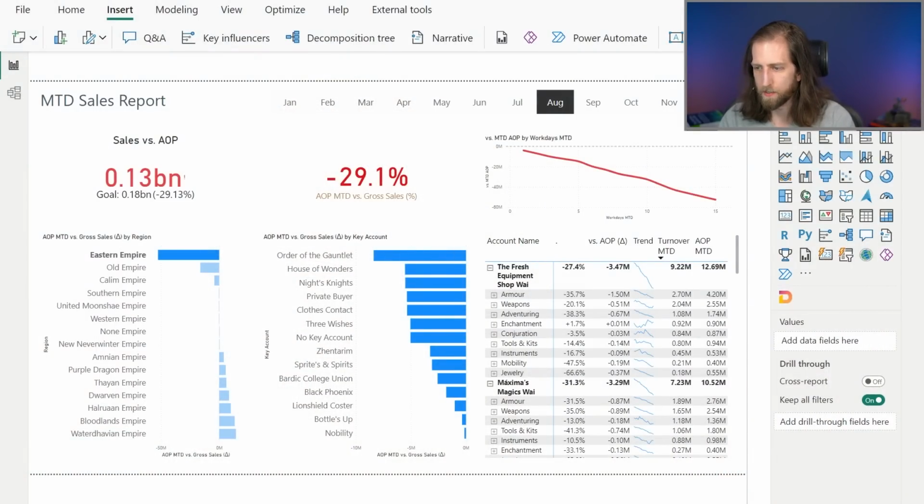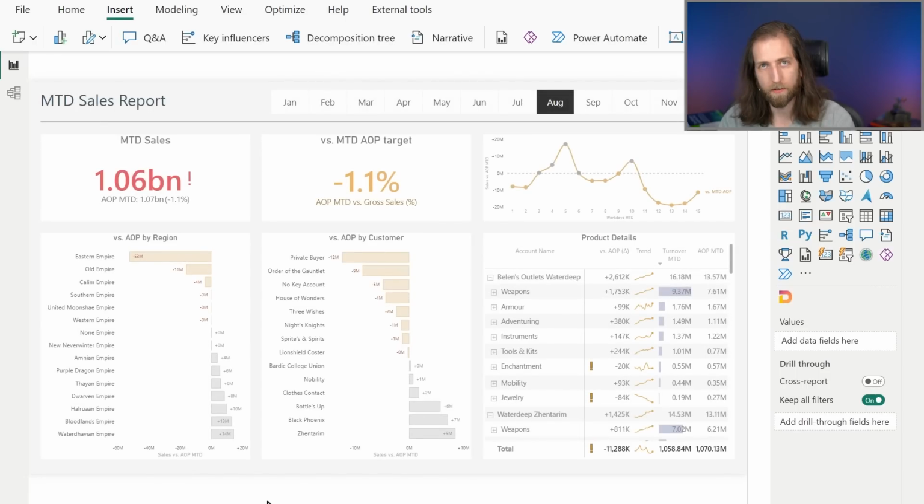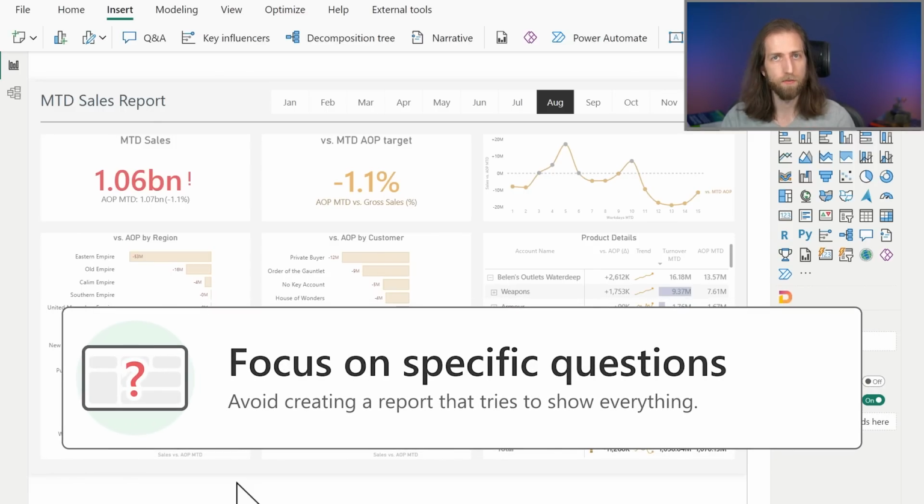There are multiple reasons why these two reports are more effective and follow this 3-30-300 rule compared to the first two reports that we looked at. The first reason is that these reports focus on specific questions rather than trying to show everything all at once.